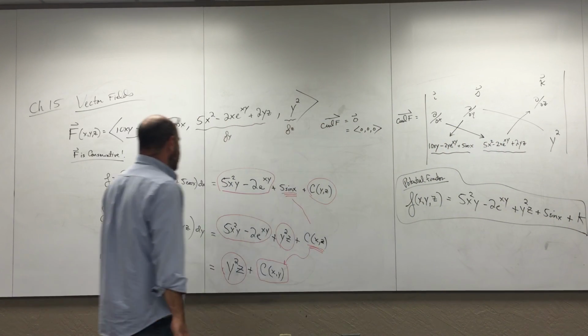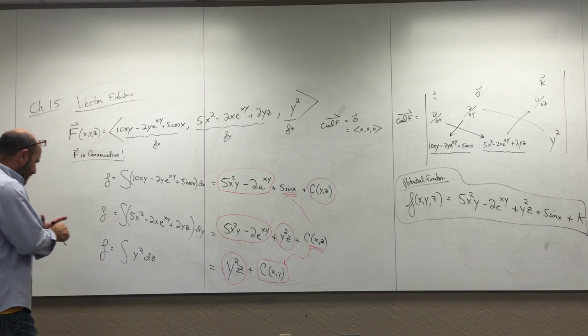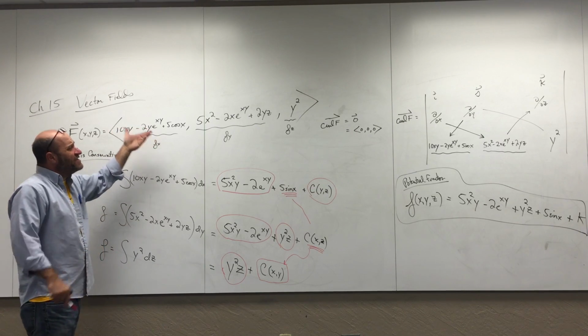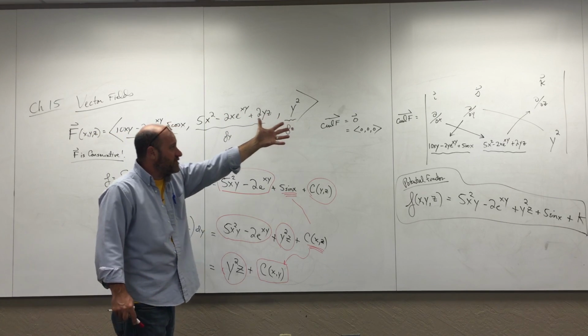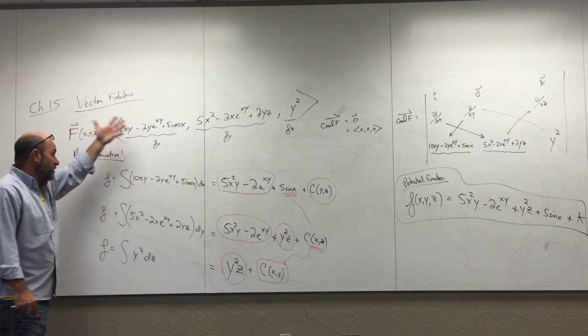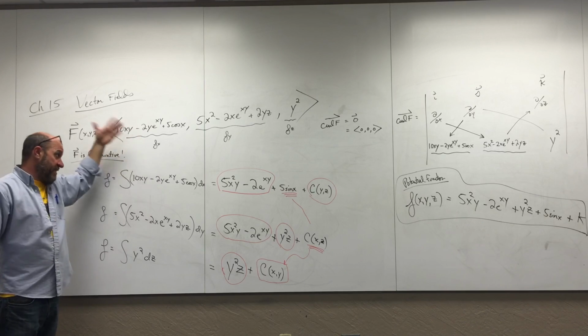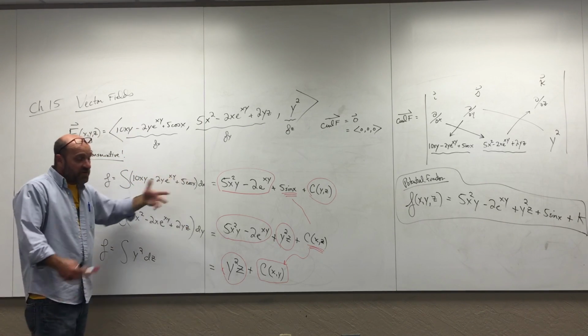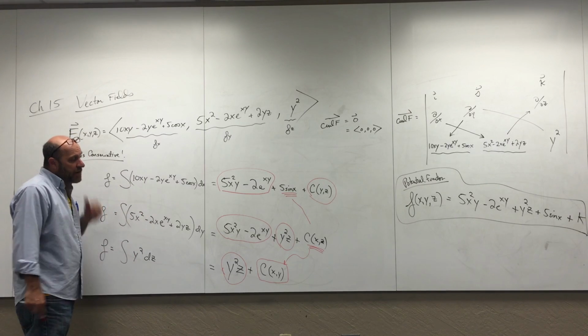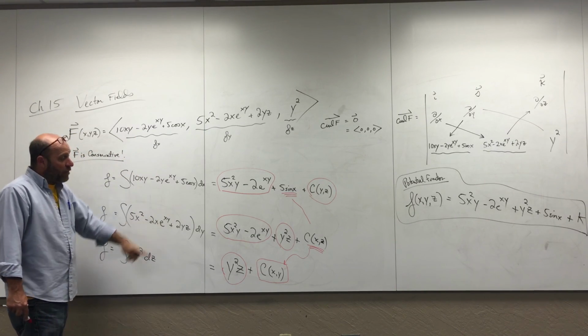Wow. That's kind of tough work. What was tough was at the beginning, just to test to see if it's conservative, I had to do that curl, which was kind of a job. But then once we found out it was conservative, I had to integrate each one of these to get the potential function. This was a good one. The ones in your book were a little easier. I made up kind of a better one here.